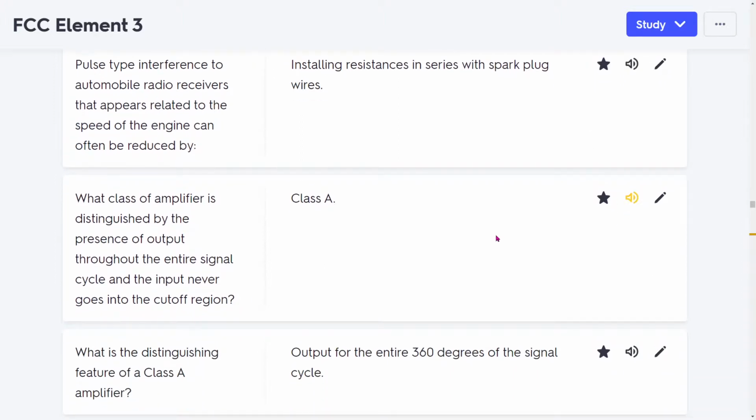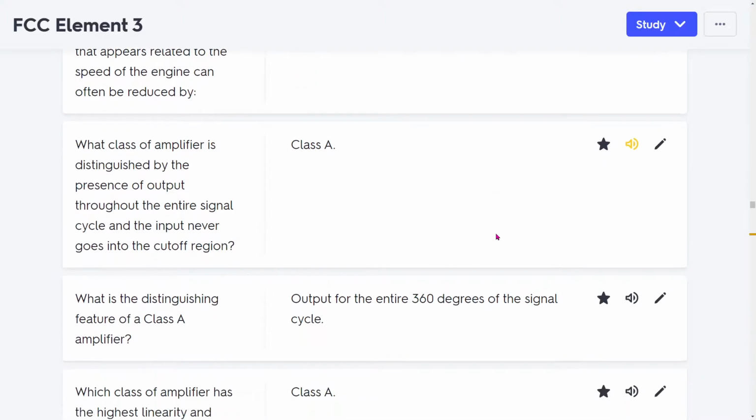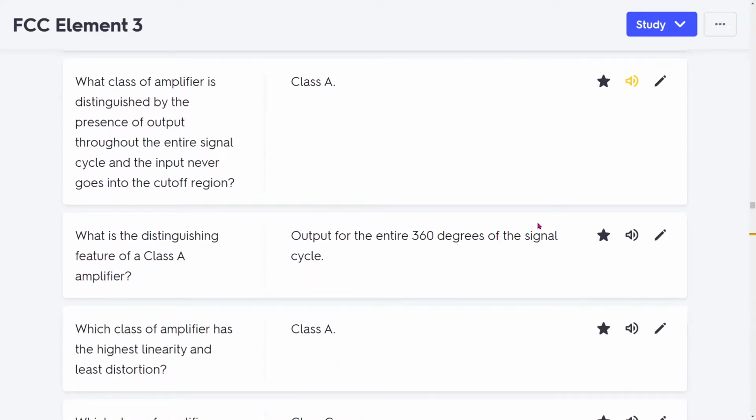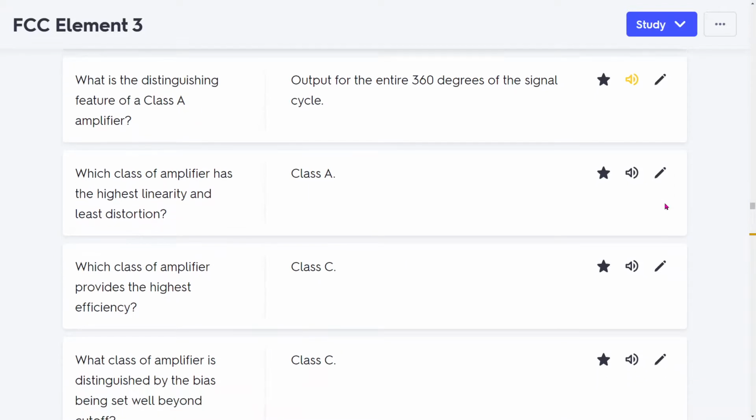What class of amplifier is distinguished by the presence of output throughout the entire signal cycle and the input never goes into the cutoff region? Class A. What is the distinguishing feature of a Class A amplifier? Output for the entire 360 degrees of the signal cycle. Which class of amplifier has the highest linearity and least distortion? Class A.